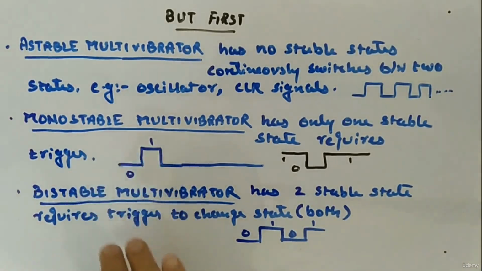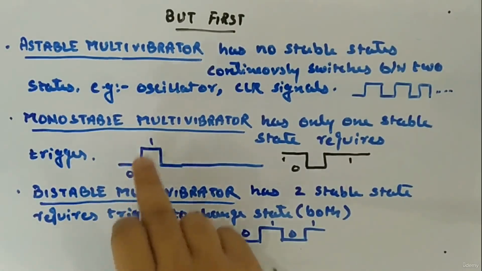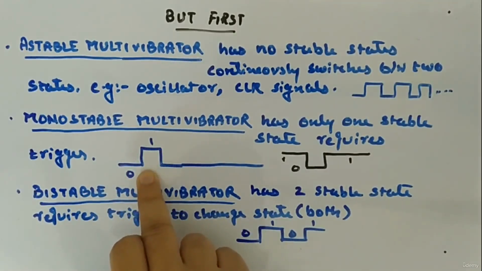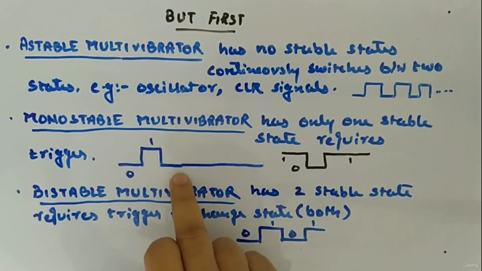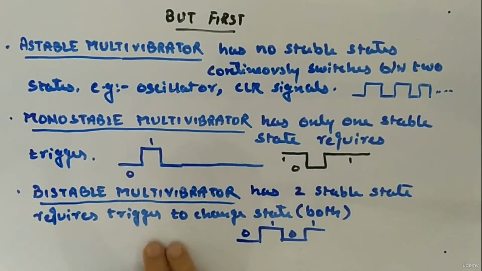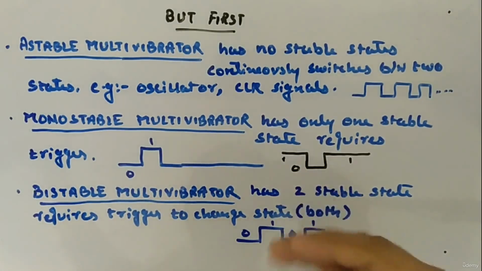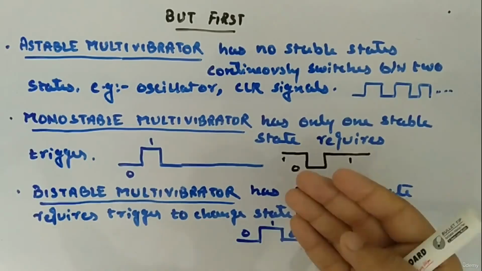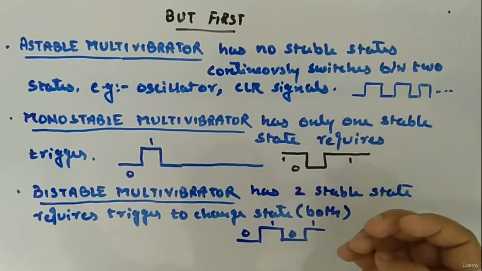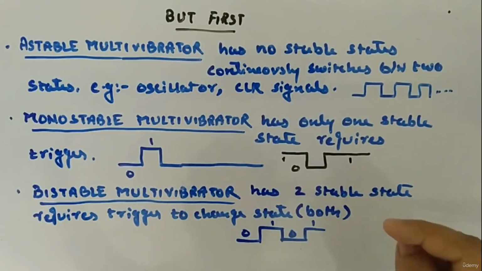Now the difference between these two is that going from 0 to 1 requires one trigger signal, but coming back from 1 to 0 does not require any trigger signal, it automatically comes back. Whereas here you will require a trigger signal in both cases, from 0 to 1 as well as from 1 to 0. That's why they are both stable states. Unless you provide an external signal to change the state, it is stable, else it is an unstable state.